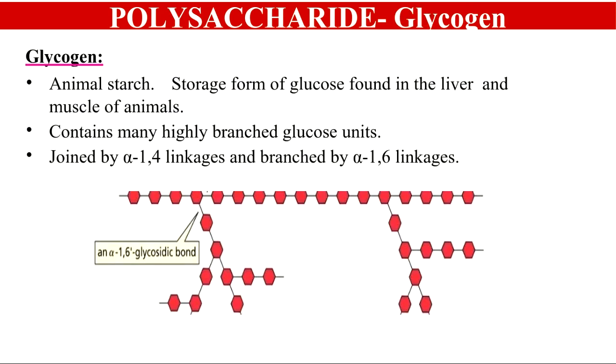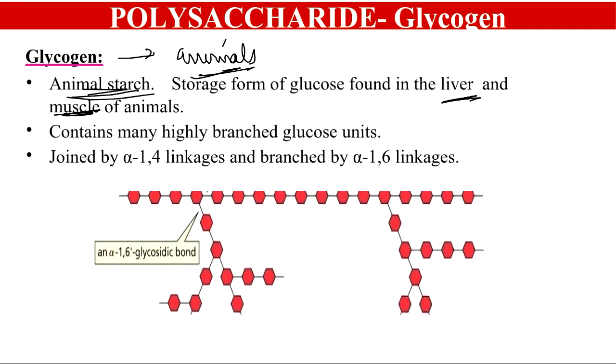Now coming to the last example of the polysaccharides, glycogen. Glycogen is also known as animal starch, and it is the storage form of glucose in animals. All animals store glucose in the form of glycogen in the liver. In that liver, the glycogen is stored, which is basically the storage form of glucose. And it is also stored in muscles.